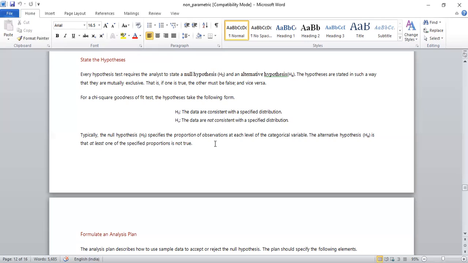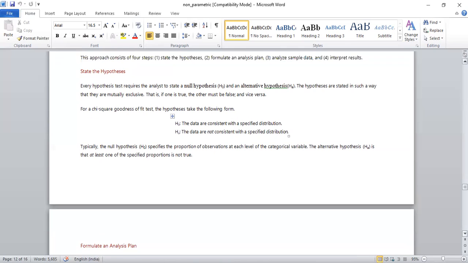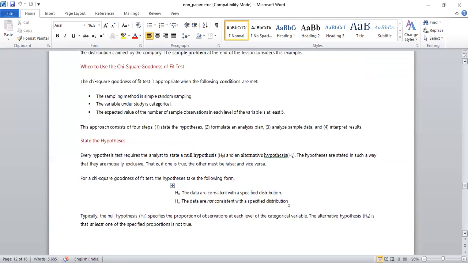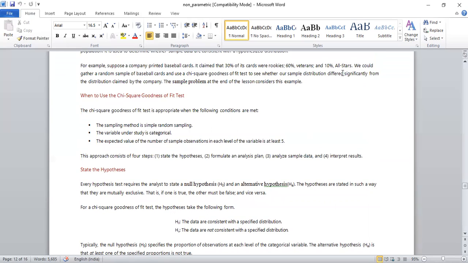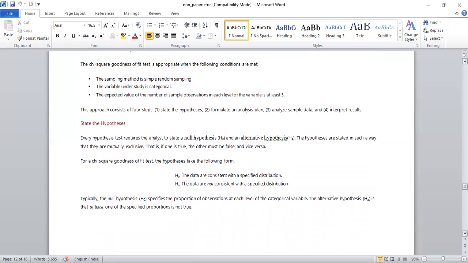For a chi-square goodness of fit test, the hypothesis takes the following form. In the null hypothesis, it is written that the data are consistent with the specified distribution, and in the alternative hypothesis, the data are not consistent with the specified distribution. What is the specified distribution? The company claimed that 40% cards are rookies, 60% are veterans, and 10% All-Stars. So we have to prove that.